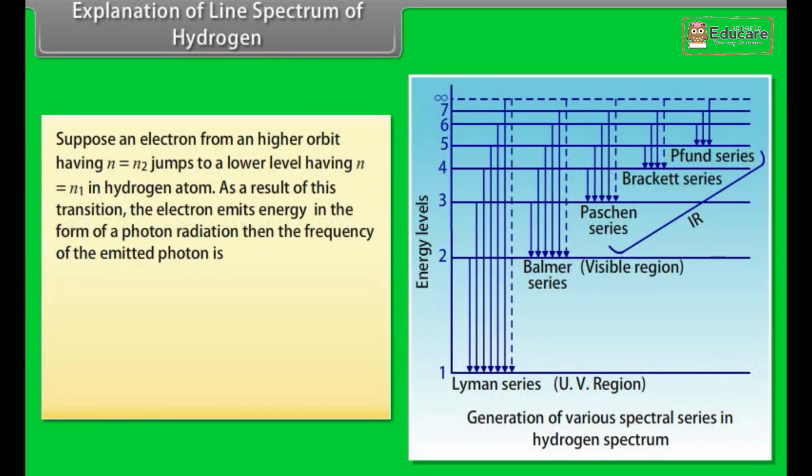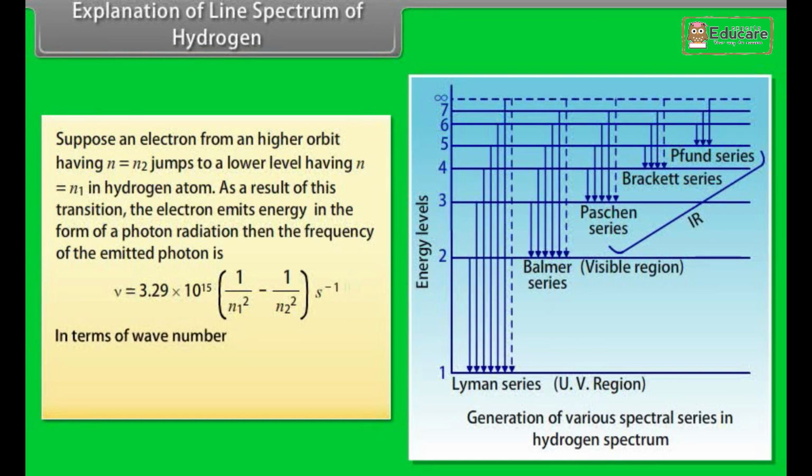Suppose an electron from a higher orbit having n is equal to n2 jumps to a lower energy level having n is equal to n1 in hydrogen atom. As a result of this transition, the electron emits energy in the form of a photon radiation. Then the frequency of the emitted photon is equal to 3.29 into 10 raised to the power 15 into 1 by n1 square minus 1 by n2 square per second. In terms of wave number, it is 109677 into 1 by n1 square minus 1 by n2 square per centimeter.